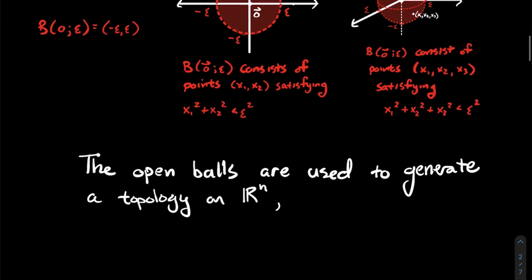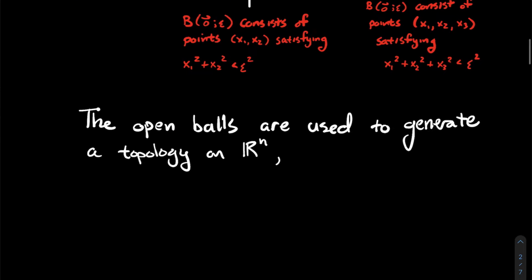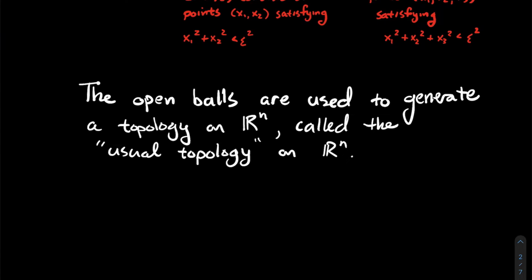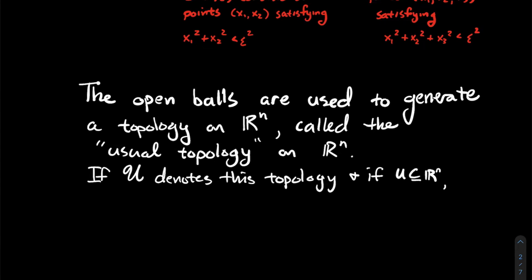So what are the open balls used for? You might have heard them described as being special in some way, or distinguished is a word that you might see in different topology books. They're useful for generating a topology on Rn. And how do they do that? Well, we're going to call the topology they generate the usual topology on Rn. And let me tell you about how they do it.